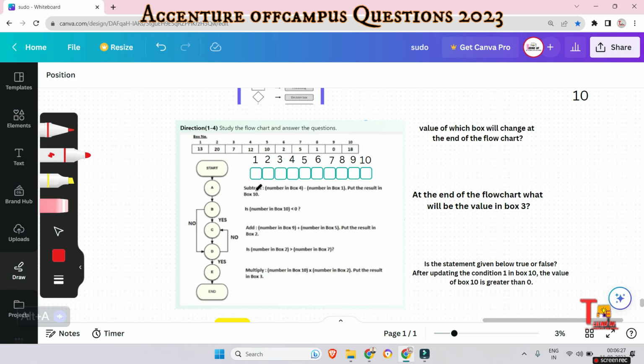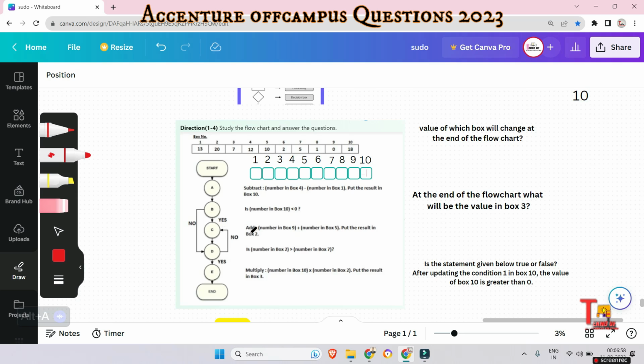So what is the first instruction? Subtract the number in box 4 and the number in box 1. The number in box 4 is 12 and the number in box 1 is 13. So 12 minus 13 is minus 1, and put the result in box 10. So we put the value minus 1 in box 10, right? And the next instruction is checking whether the number in box 10 is less than 0. Yes, less than 0. So go this way.